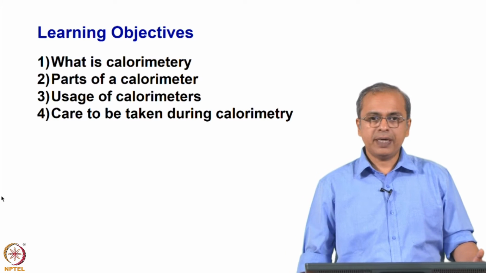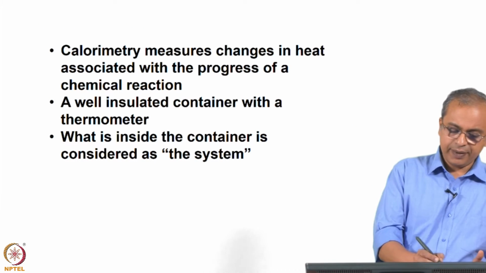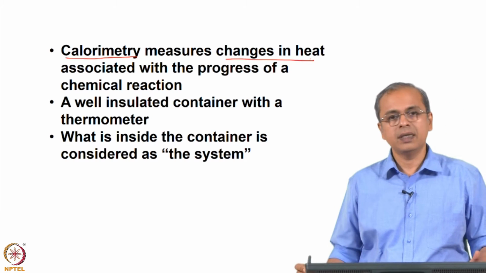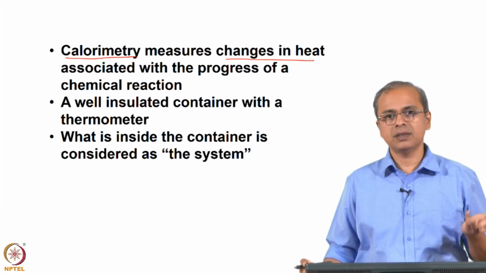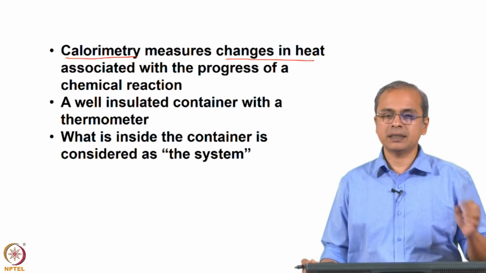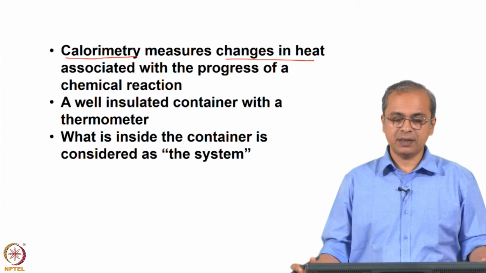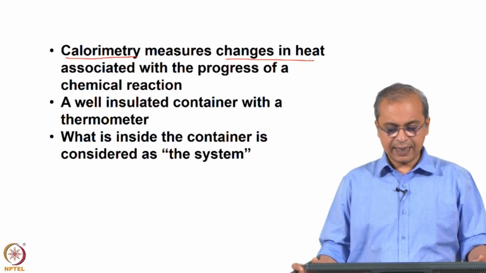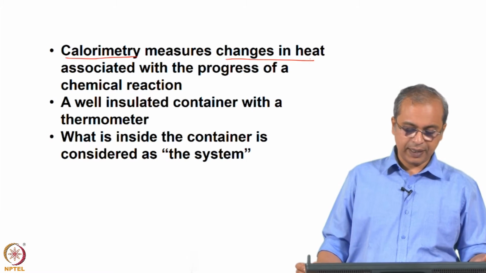So, we will begin by looking at this first point, what is calorimetry. In fact, calorimetry simply measures changes in heat associated with progress of a reaction. Typically we are associating it with chemical reactions of different forms. You can also have phase transformations and things like that, which are relevant in the metallurgical or material science context, but at some fundamental level they are all chemical changes of some nature, and so calorimetry measures changes in heat associated with the progress of a chemical reaction.